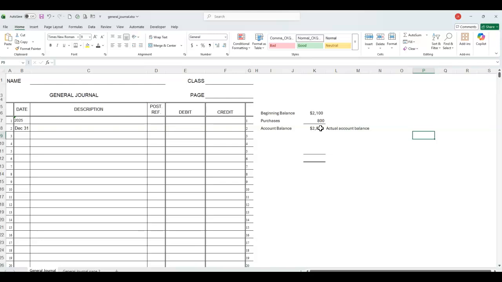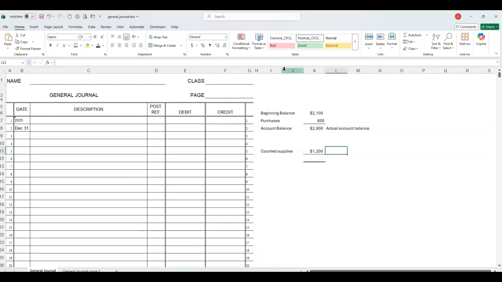Well, we go to the closet and we count the supplies, and it turns out that we only have $1,200 worth of supplies in the closet. This is the balance we actually want. This is what our account has in it. This is what the closet has in it.